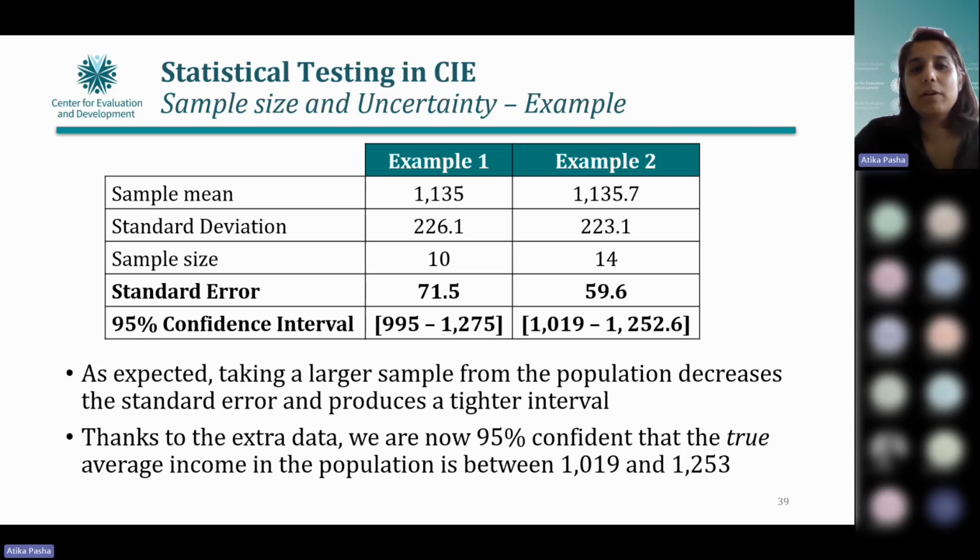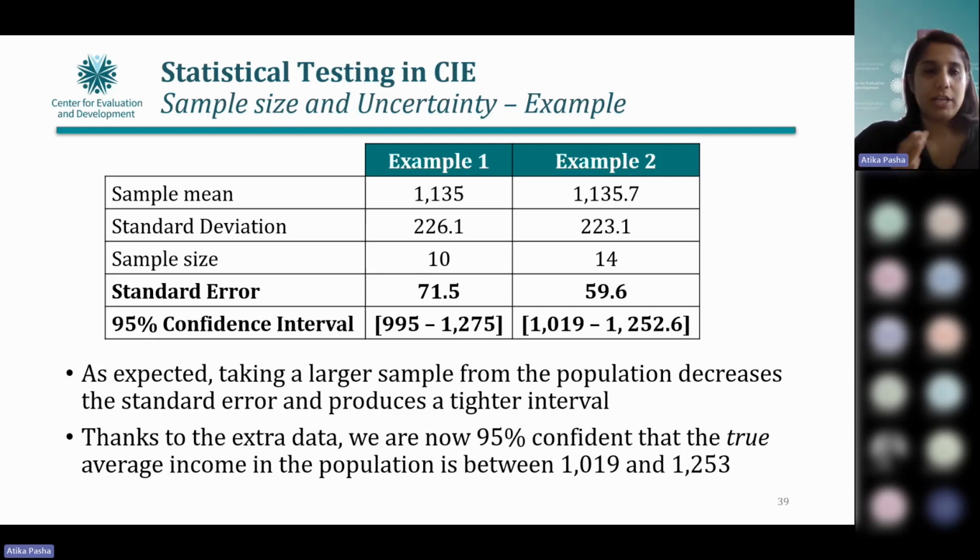And that means that due to the reduced standard error, our confidence intervals for the same 95% are now tighter. So you see this value of 995, which was further away from 1135, has now increased to 1109, which is closer to 1135.7. And similarly, on the upper end of our same interval, we see 1275, which was further away than 1252, which is closer to our mean here. And so we are now more precise, or well, we are precise enough with 95%, but we have managed to tighten our confidence intervals.